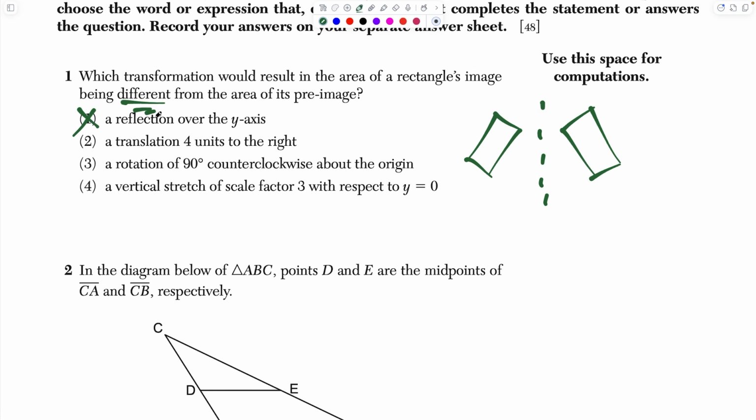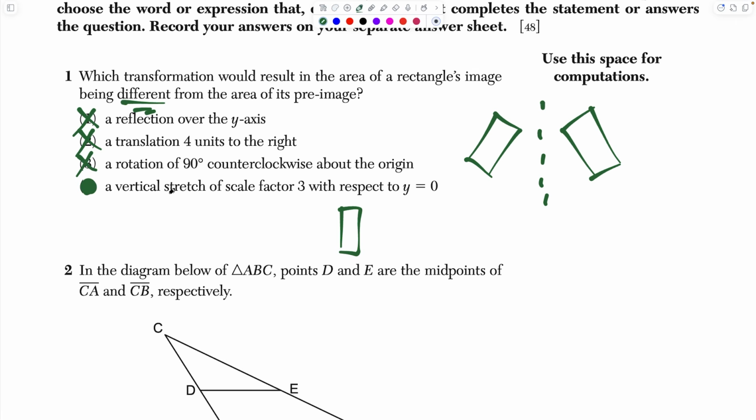So this one's out. A translation would not be the answer, because if I take a rectangle like this and move it, a translation 4 units to the right tells us to move it 4 units to the right, and this new rectangle is the same as the old one. A rotation of 90 degrees counterclockwise tells us to spin this thing around some central point, in this case the origin. So that also would not be the case. Right away, I know it's choice 4 just by process of elimination.